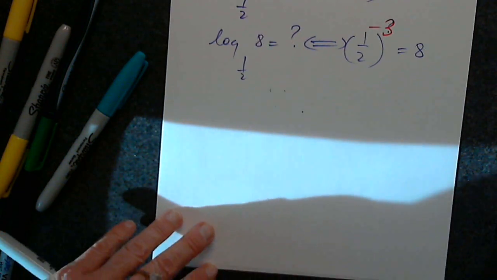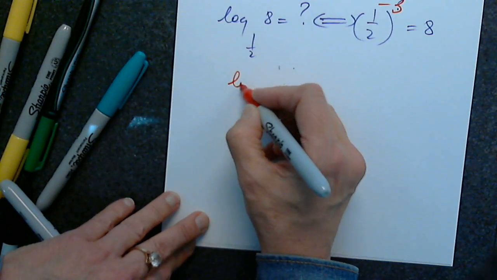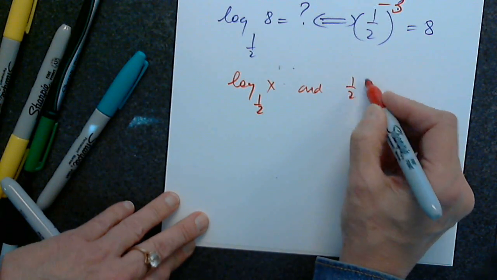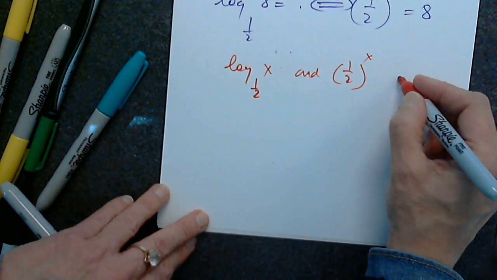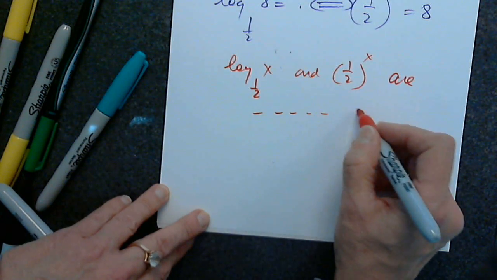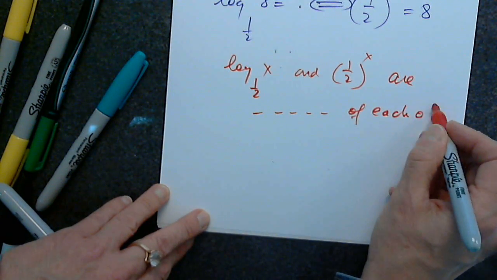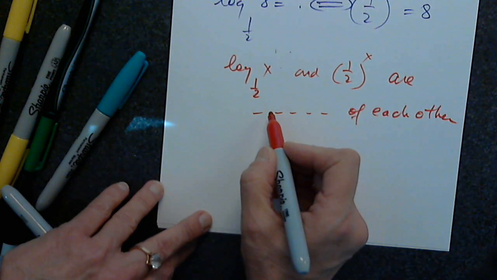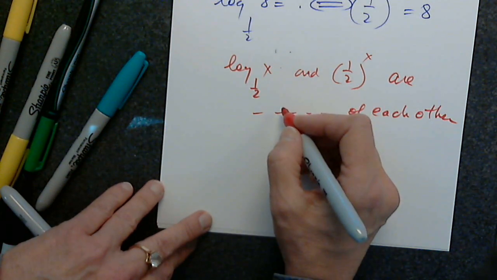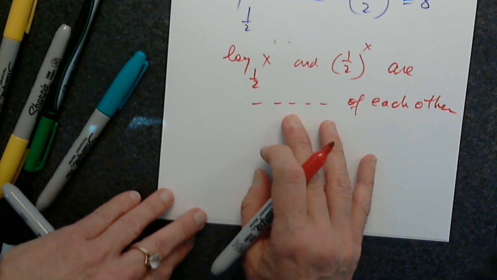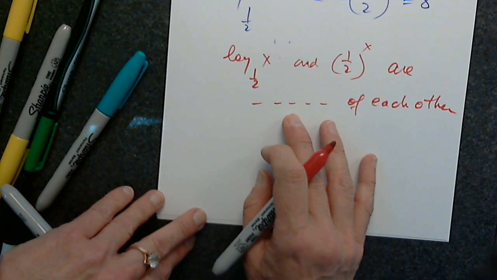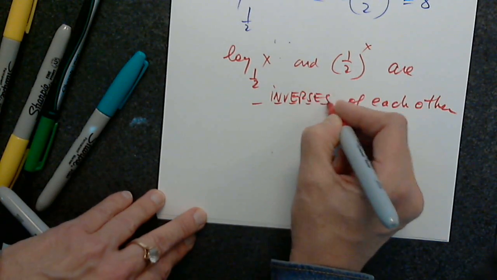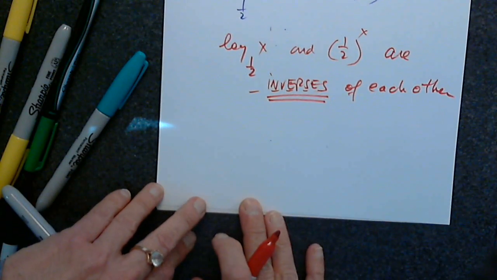So therefore, I know that log base 1/2 of x and 1/2 raised to x are of each other. What word am I missing here? They are inverses of each other.